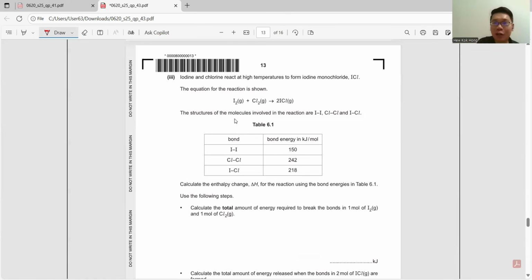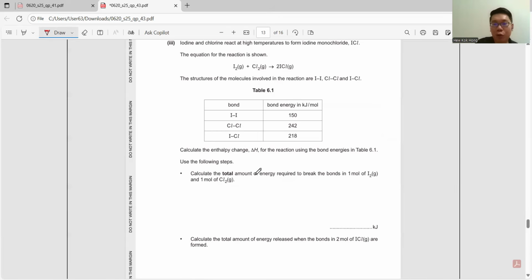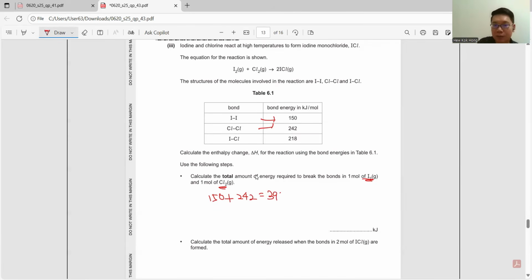Iodine and chlorine reacts at high temperature to form iodine monochloride ICl. The equation for the reaction is shown. The structure of molecules involved in the reaction are I-I, Cl-Cl and I-Cl. All the energy is given. Calculate the enthalpy change using the following steps. Calculate the total energy required to break bond in 1 mole of iodine and chlorine. So iodine is this, chlorine is this.